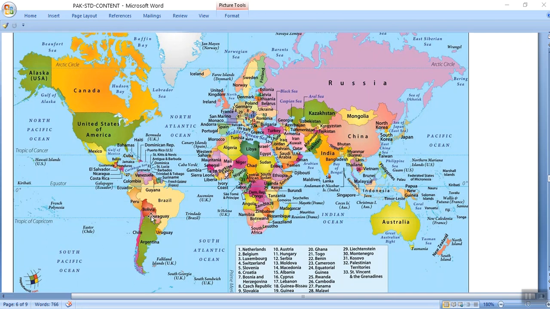South America. Here it is also called Latin America, because Spain and Portugal and France and others have captured these areas.